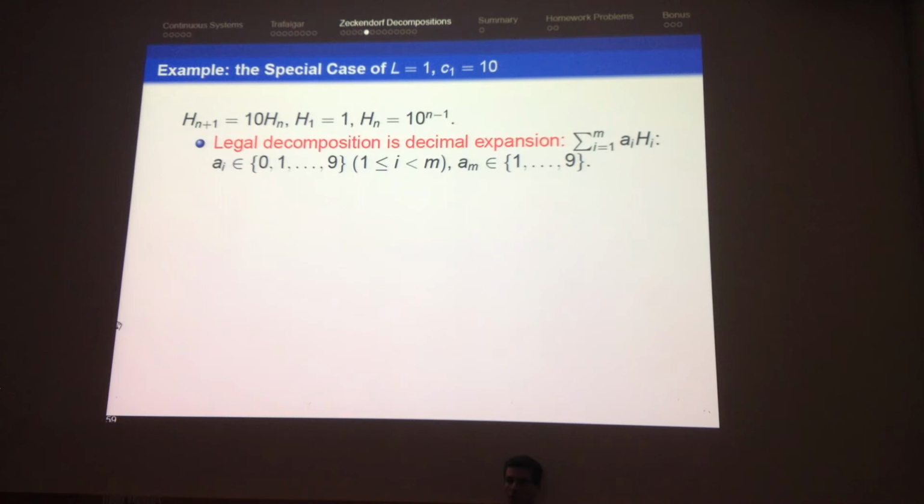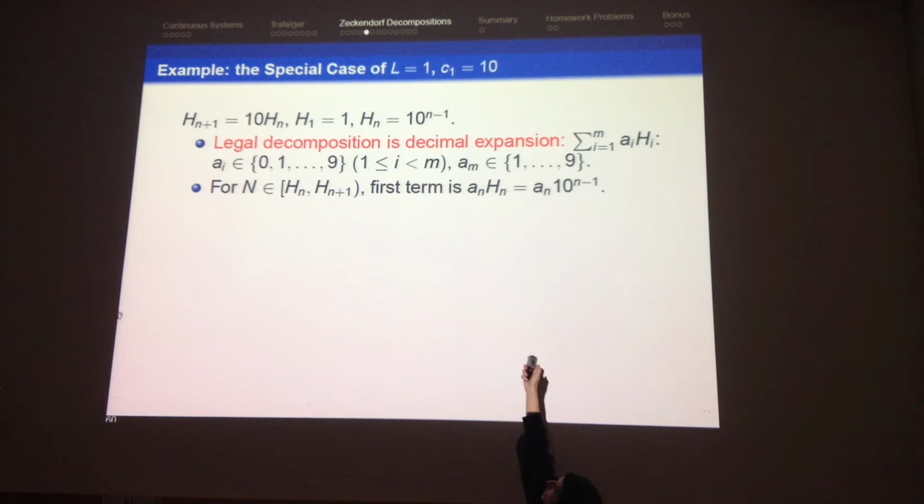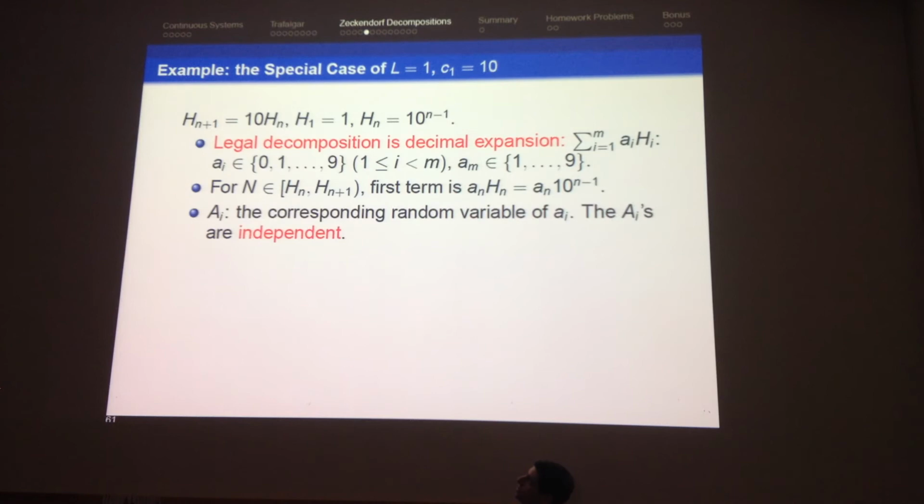When you look at a number, what's true about the leading digit? It's not between 0 and 9, it's between 1 and 9. And so now for every number between h_n and h_{n+1}, the first term is going to be, say, a_n times h_n. a_n is between 1 and 9. All the other terms are between 0 and 9.